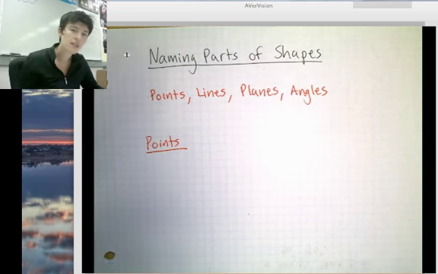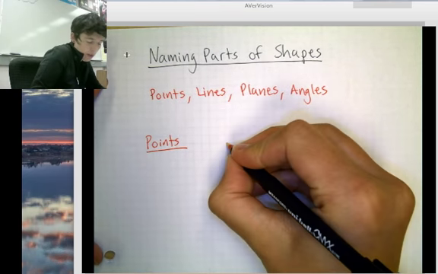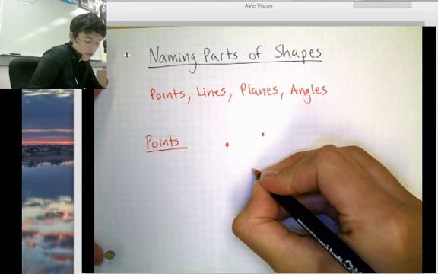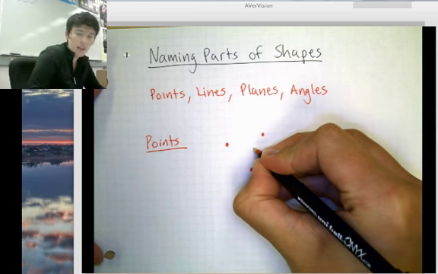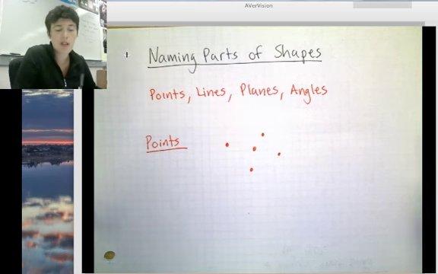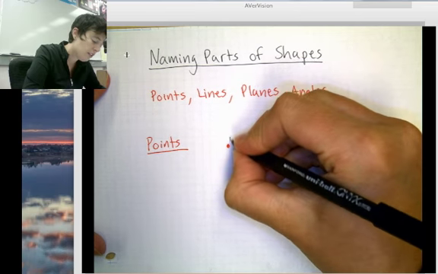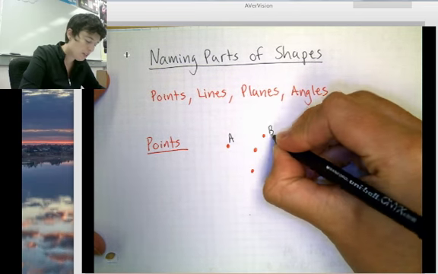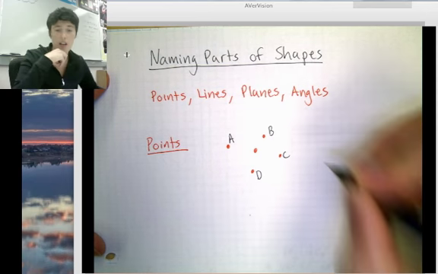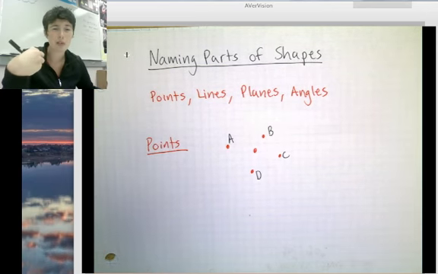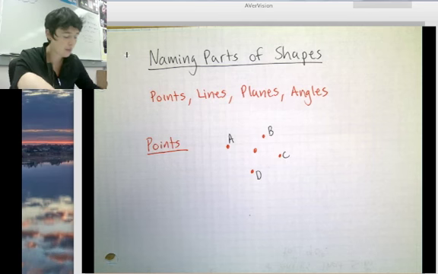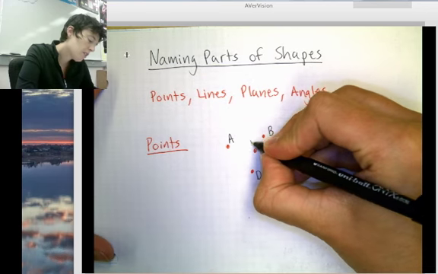Points don't really have a size. You can make them big or small, but they don't actually have a size. We draw them as dots. But we need some sort of way to label them. So the common way of labeling them is to give them a letter, like A, B, C, D, and whatnot. We use capital letters when we're talking about points. So capital A, capital B, capital C.